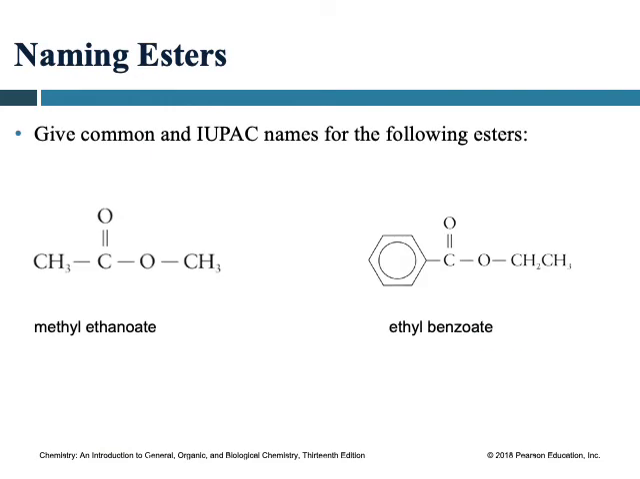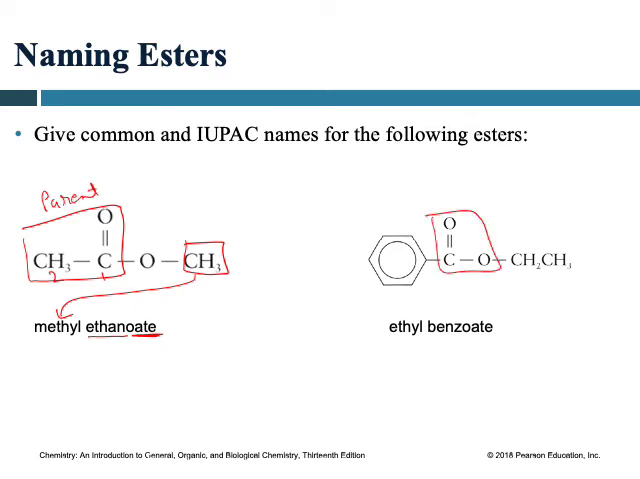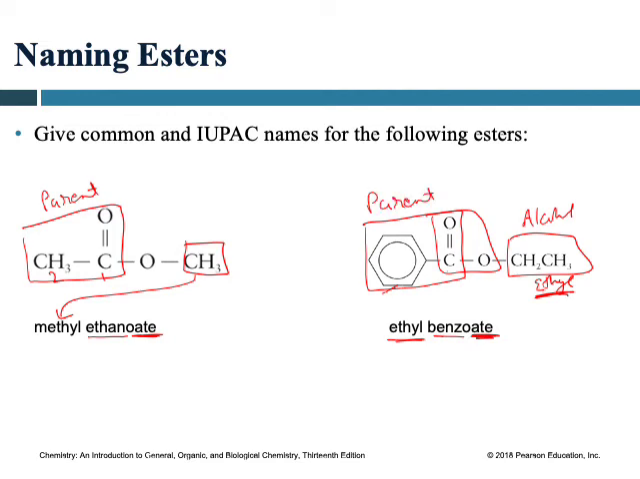Let's take some more examples. This comes from an acid, this comes from alcohol, so methyl ethanoate. You have an ethane group as your parent chain, right? Let's take this example. This is an ester compound. This comes from alcohol. So this is 2 carbons, this is ethyl, and this acid is benzene, benzoic acid. So it's ethyl benzoate, because the acid part is our parent chain, and this alcoholic part is our substituent.